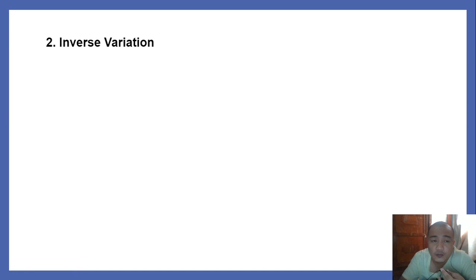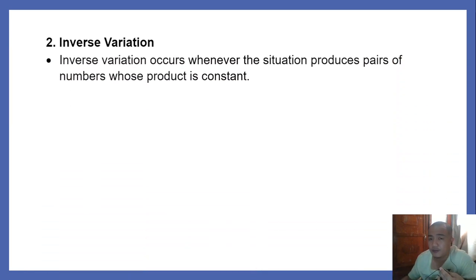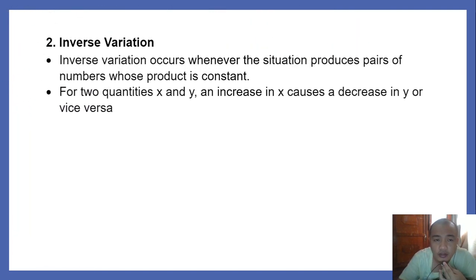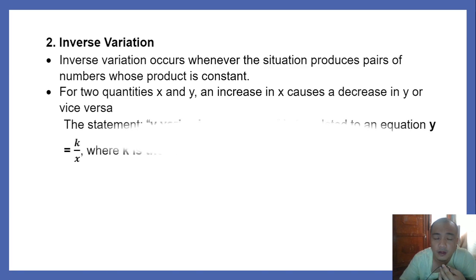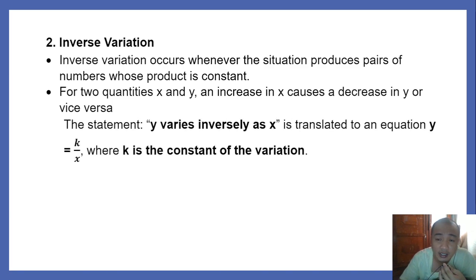So let's proceed to the inverse variation. Inverse variation occurs whenever the situation produces pairs of numbers whose product is constant. For two quantities x and y, an increase in x causes a decrease in y, or vice versa. So in inverse variation, as x increases, y decreases. The statement "y varies inversely as x" is translated to the equation y equals k over x. In direct variation, y equals kx. In inverse variation, y is equal to k over x, where k is the constant of variation.